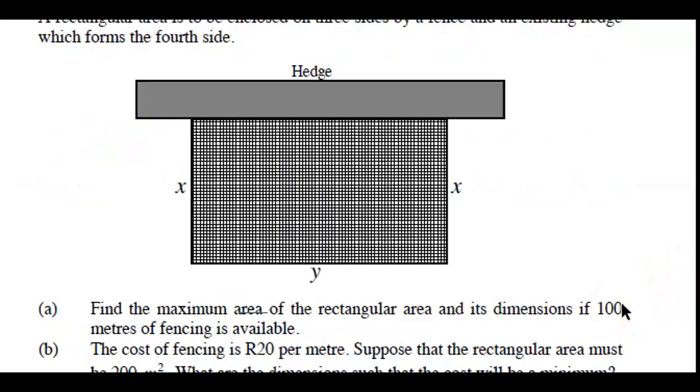So for the fencing to work here, if you look at it, we know that x plus y plus x must all equal 100, because the fencing is only going to go from there to there to there, and the hedge is serving as the other side to close the area off. So this side plus this side plus that side will give me 100 meters of wire.